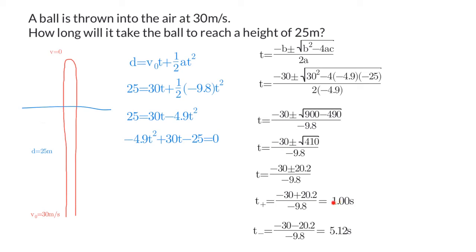On the way up, it takes 1 second from the beginning. So this is 1 second. On the way down, it takes 5.12 seconds. That happens to be from the beginning all the way to the top and then back over here. That is 5.12 seconds. So in fact, we have a case where both of these are the correct answer.